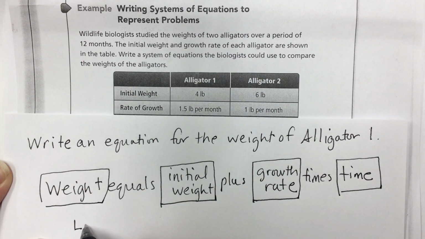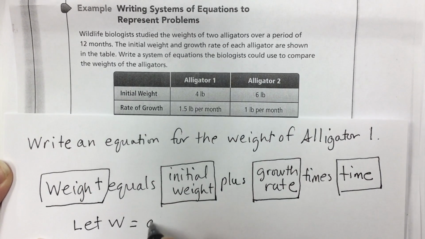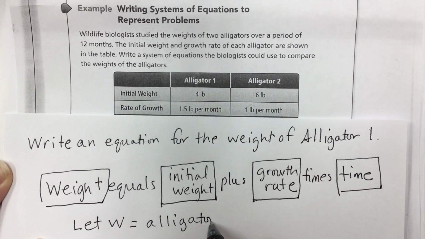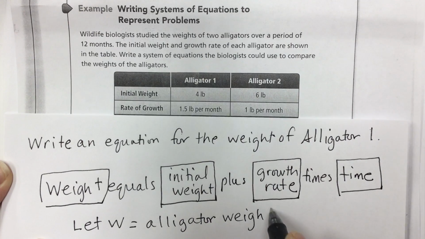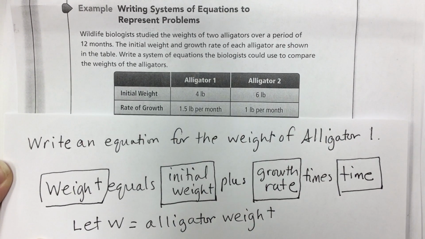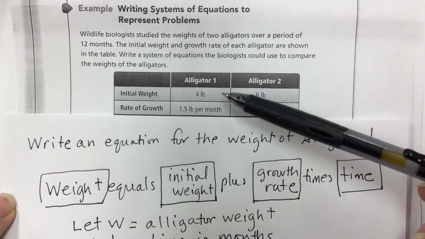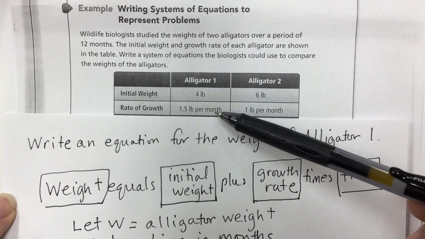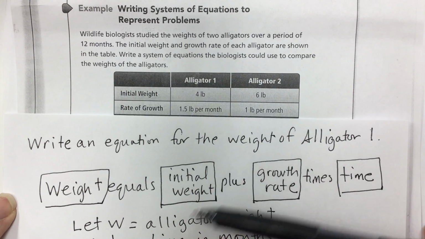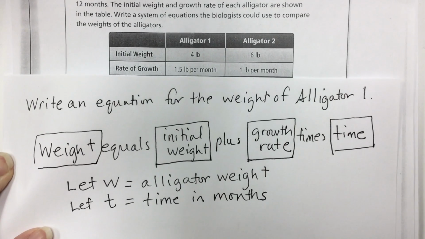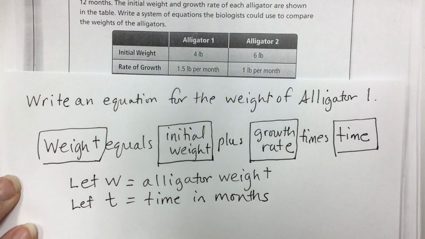So the first thing I'm going to do is let W equal the alligator weight. We've got to let our variables be represented by something. So we're going to let W equal the alligator's weight, and we're going to let T equal the time in months, because notice we were given the initial weight and we were given the rate of growth per month. So I'm going to let W represent the alligator weight and T represent the time in months.